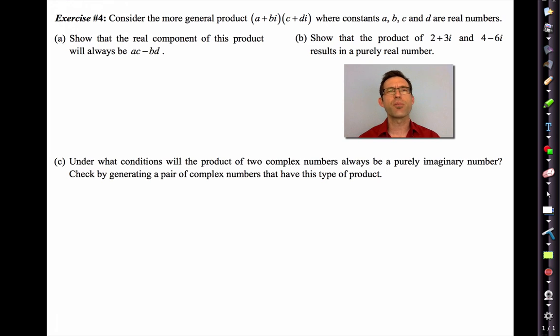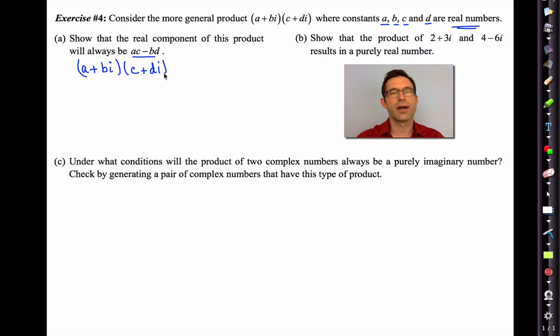Exercise 4 says, consider the more general product, a plus bi times c plus di, where constants a, b, c, and d are all real numbers. So a, b, c, and d are just normal numbers, however you want to think about it. You want to think about them as integers, you can. You want to think about them as fractions, you can. But they're just real numbers. Letter A says, show that the real component of this product will always be a times c minus b times d. All right? So the real component will always be given by this.